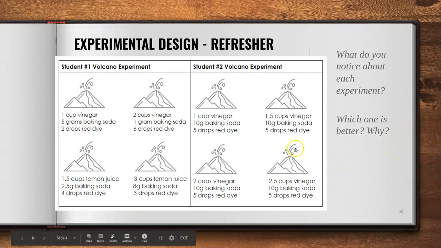All right, so we have two students that replicated a similar experiment. So I want you to take a look at the two students' experiments. All right, I want you to look at what they have set up. So they have four different volcanoes. All right, and so they're testing what's going to make the best explosion. Okay, so I want you to look for some things that you notice, and then which one do you think is the better experiment, and why do you think it's better?